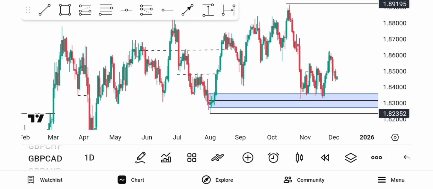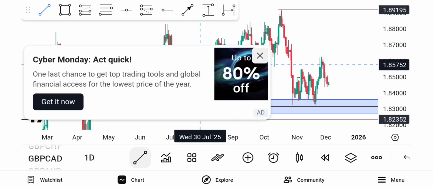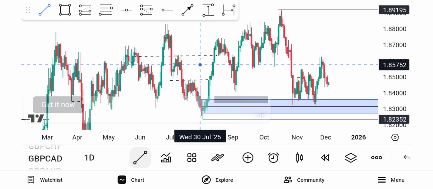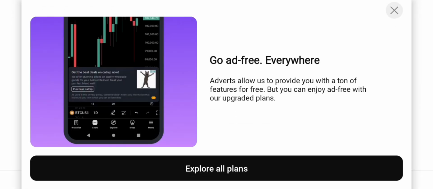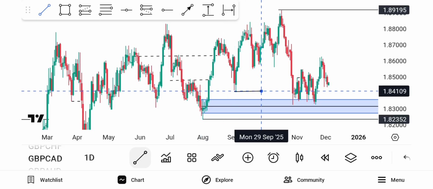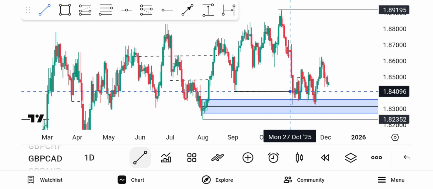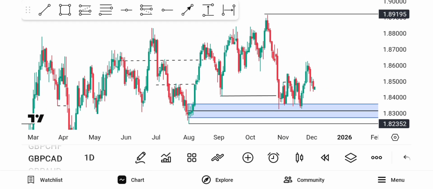Once you mark out the order block, the next thing you're going to do is to mark out the liquidity. Where is the liquidity? This is actually a liquidity. Sorry, this is the liquidity. So you mark out the liquidity there. This is liquidity.